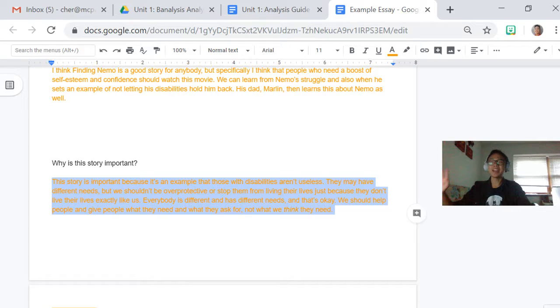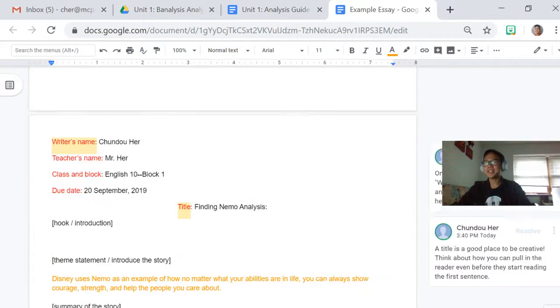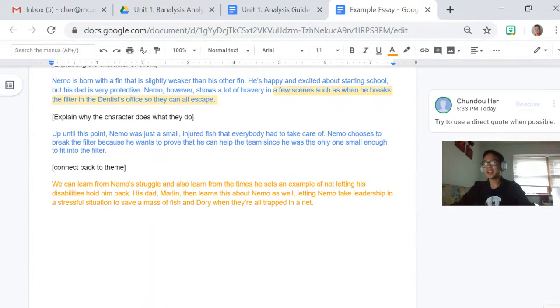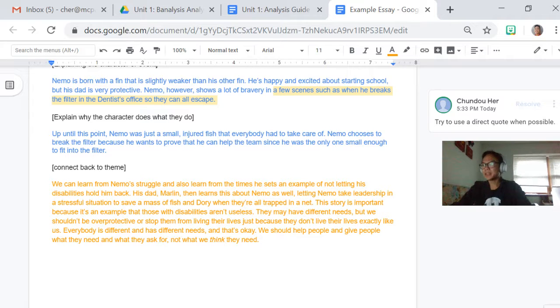Again, I did not plan this out. I worked on this worksheet kind of in class with the rest of you. So I'm just trying to take some of my raw ideas and put them down into analysis paragraph format. So let's copy paste that right there. So the story is important because it's an example that those with disabilities aren't useless. They may have different needs, but okay, that sounds pretty good.